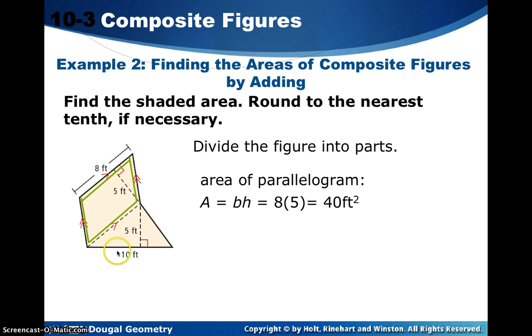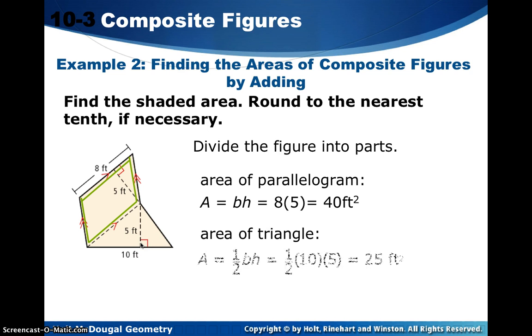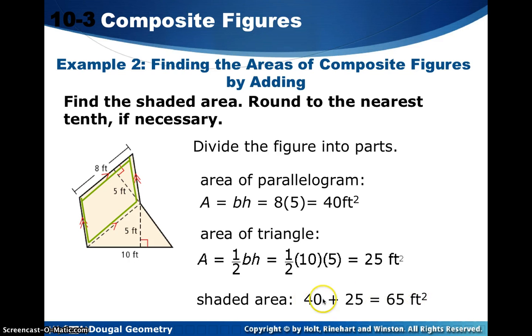And then the area of the triangle. I can see the base of the triangle is 10, and the height, again, the base and the height are marked perpendicular, as they must be. And so 1/2 times 5 times 10 gives us an area of 25 for the triangle. So now we just add them together, and 65 is the total area for the entire shape.